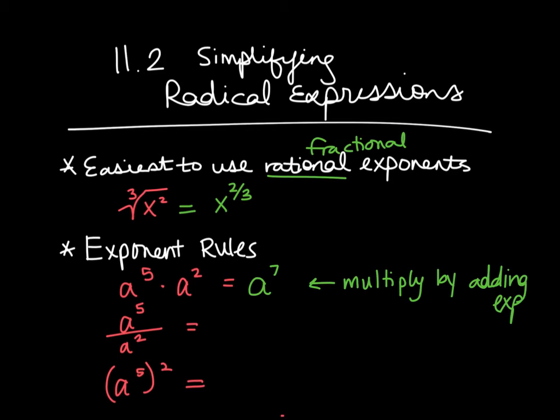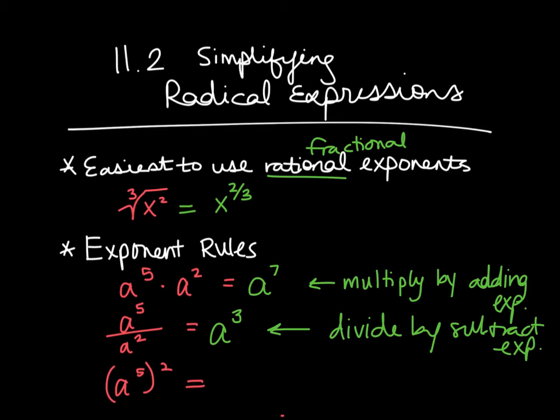Similarly, when we divide, so think about the opposite of that, when we divide, we're going to subtract exponents. So this is going to be A to the 3rd. So to divide, we're going to divide by subtracting exponents. This is just a review. This is all stuff you learned in Algebra 1.